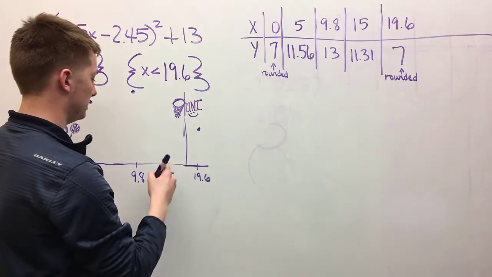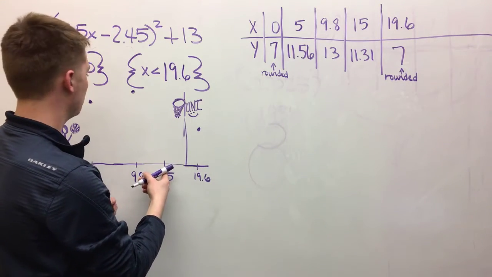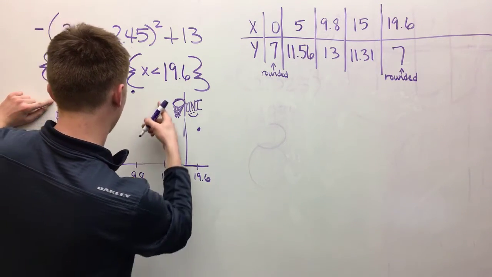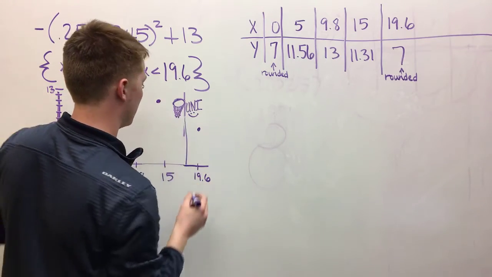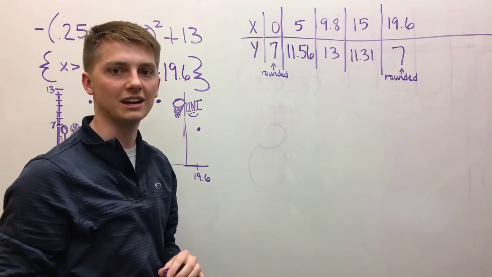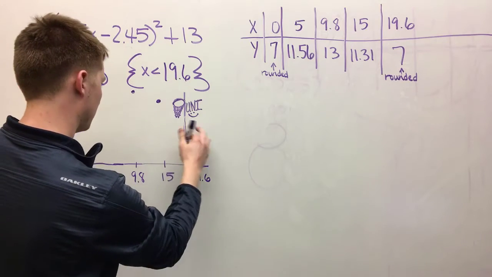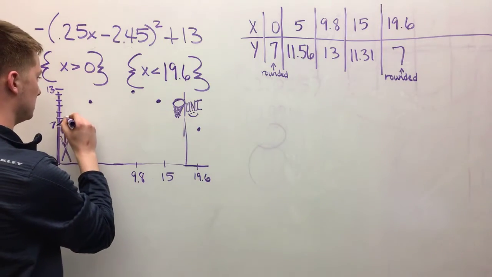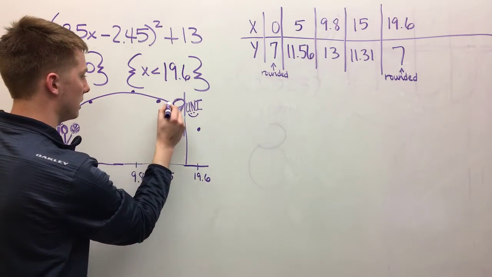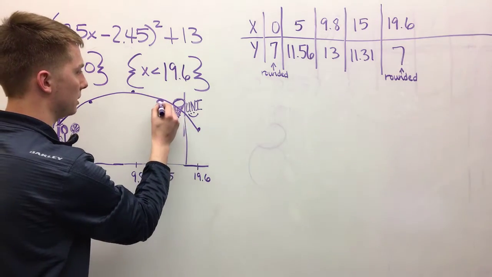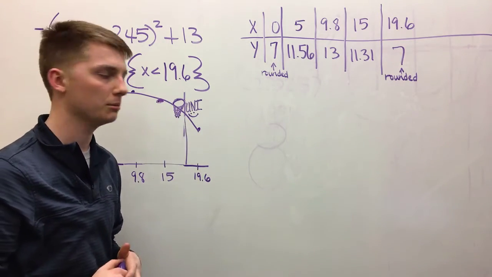So the next one is 15, we'll come over to 15, and we'll go up to about 11.31. And that's about right there. And then the last one is 7. So 7 is about right there. So then now you can see kind of what the ball did. Now it's a little off, but the ball basically goes through the hoop.